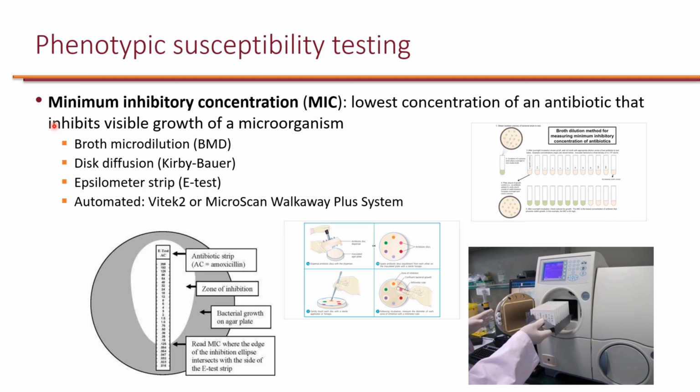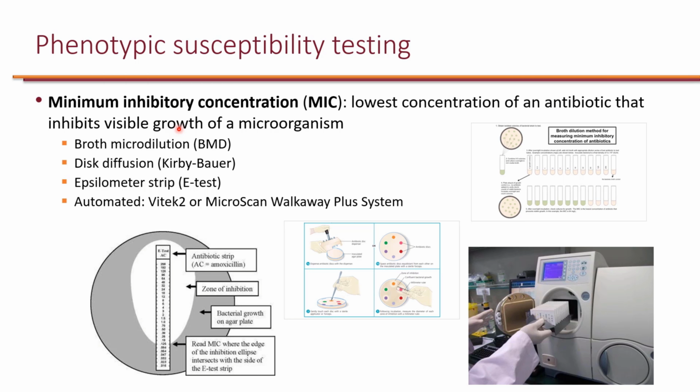MIC stands for minimum inhibitory concentration, and it is the lowest concentration of an antibiotic that inhibits visible growth of a microorganism. That's why we say a phenotype is what actually appears. It will be visible to the actual human eyes. And that's to distinguish it from genotypic susceptibility testing. Regardless of what resistance genes may be present in an organism, the minimum inhibitory concentration just shows you the minimum concentration to inhibit growth of the organism.